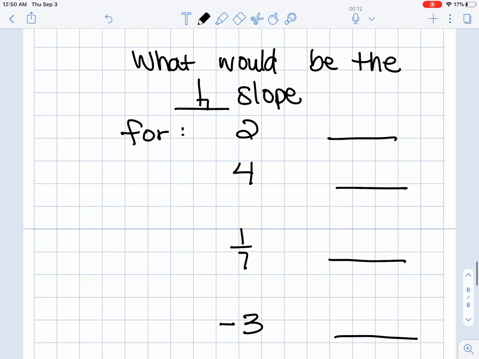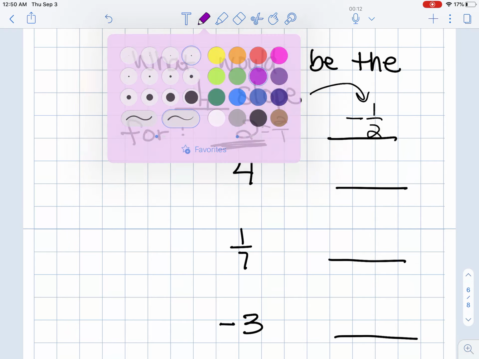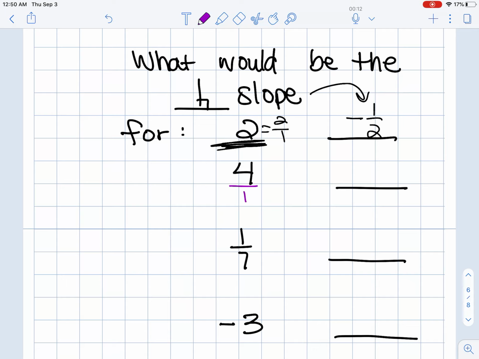So let me ask you a question. If the slope is 2, what would be the perpendicular slope to 2? So we know we take the negative and we flip it. So right now it's 2, which is really 2 over 1. So in order to take the perpendicular slope, we would take the negative reciprocal. Okay, let's do the next one. So if it's 4, it's like really 4 over 1. The negative reciprocal of 4 would be negative 1/4.